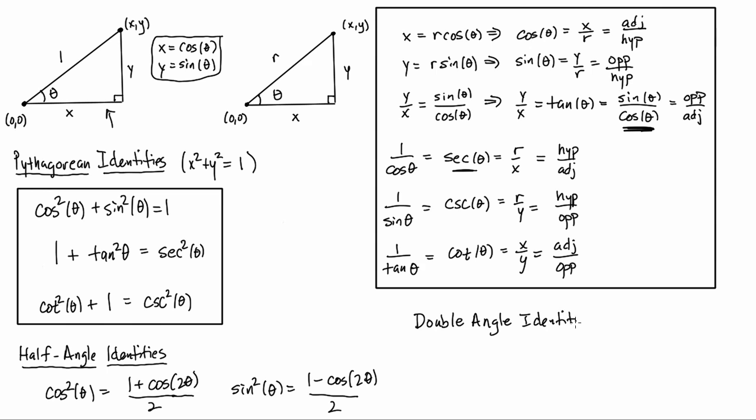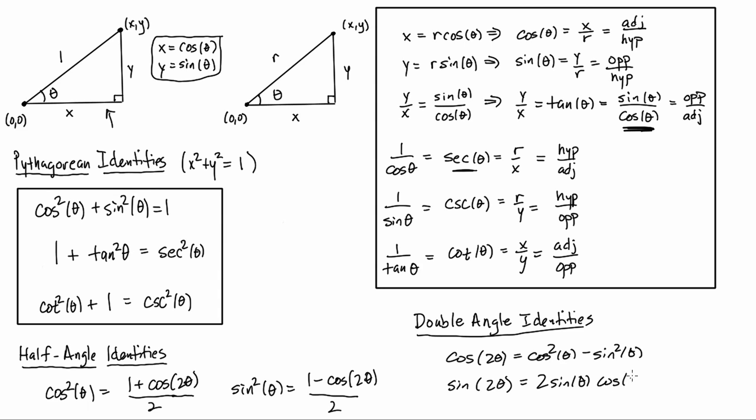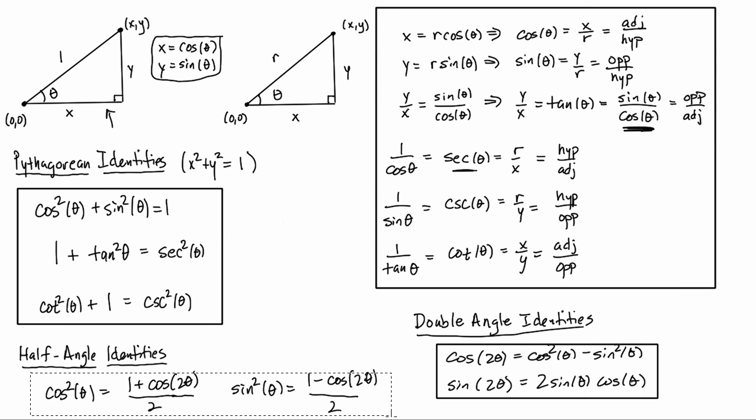These are probably less important, although the sine double angle identity is used quite often. The first one is cosine. So cosine of 2 theta is cosine squared theta minus sine squared theta. And sine of 2 theta is 2 sine theta cosine theta. And so these are the double angle identities. Let me go ahead and box these up as well.